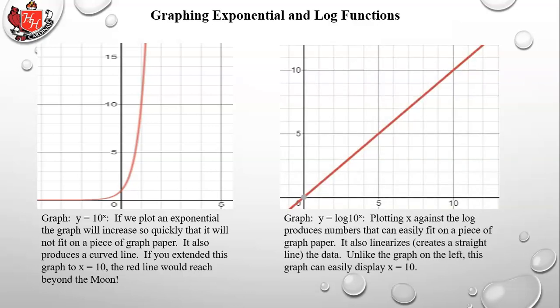Now let's look at the graph. Instead of y equals 10 to the x, let's look at y equals log of 10 to the x. So plotting x against the log produces numbers that can easily fit on a piece of graph paper. It also linearizes, creates a straight line of the data. So unlike the graph on the left, this graph can easily display up to x equals 10, and you can use basic math that you've already learned to figure out the slope of that line. So it's easy to do analysis on that line.